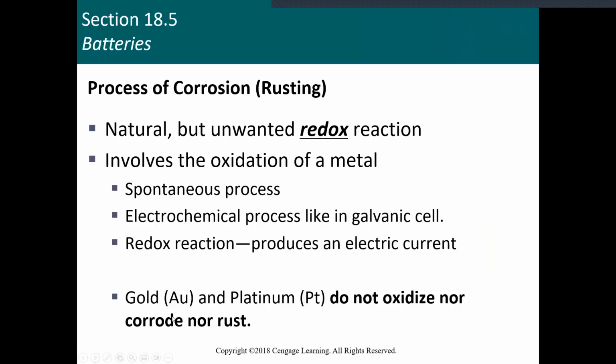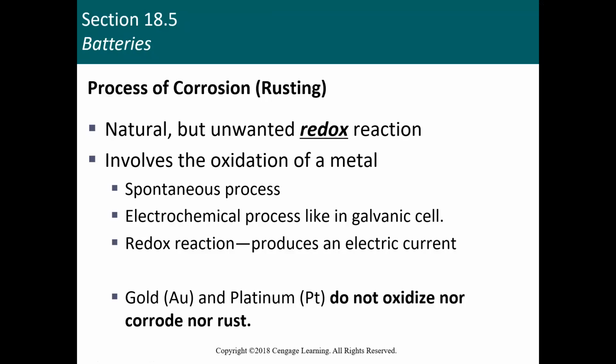Now, gold, one of the reasons why it's so valuable, and the same for platinum, they don't oxidize, and so they don't rust, just to know that. Gold and platinum do not corrode. I think you probably know that. And that's why sometimes you give a wedding ring, because the idea is a marriage is going to be lasting. And so gold is lasting. It'll never corrode.